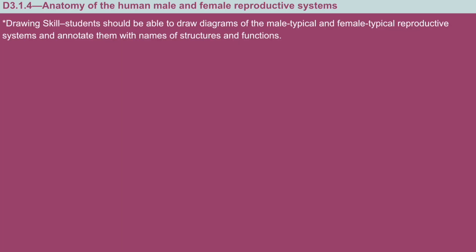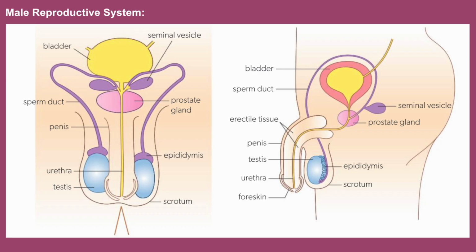Now we do have two drawing skills here, the human male and female reproductive systems. Now, I don't think it's likely that IB would actually ask you to draw these, but they do have them listed as a drawing skill, not just the actual drawing, but also having the functions annotated. I don't think they're going to ask you to draw it, but knowing how to draw it and knowing the functions is going to allow you to answer a lot of different potential questions that they could ask you. So there's the drawing skill right there.